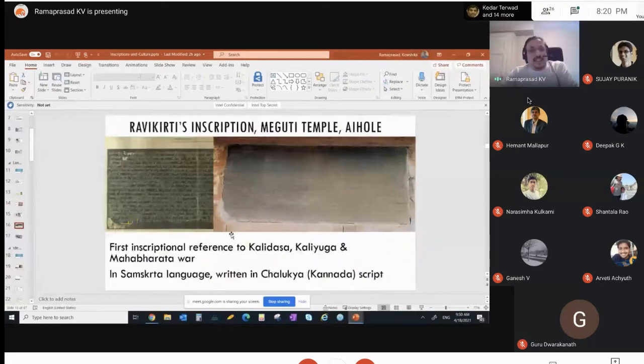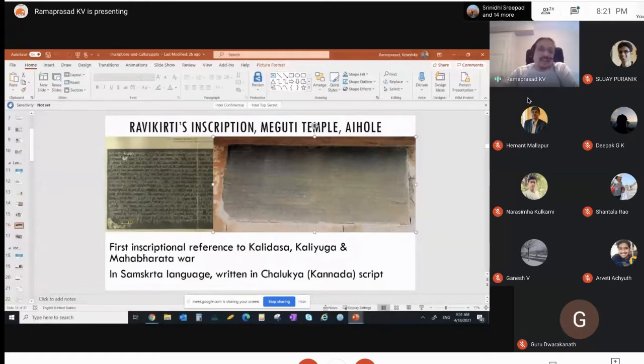Yeah, so then there is another inscription in Aihole, which is interesting for a couple of things. This is the actual picture, and this is where you can read. If you know the Chalukya script from the 6th century, you can try to read this. This is interesting because it is the first inscriptional reference to Kalidasa, the poet, and the first reference to Kali Yuga and the Mahabharata. It is in the Sanskrit language, written in the Chalukya Kannada script.